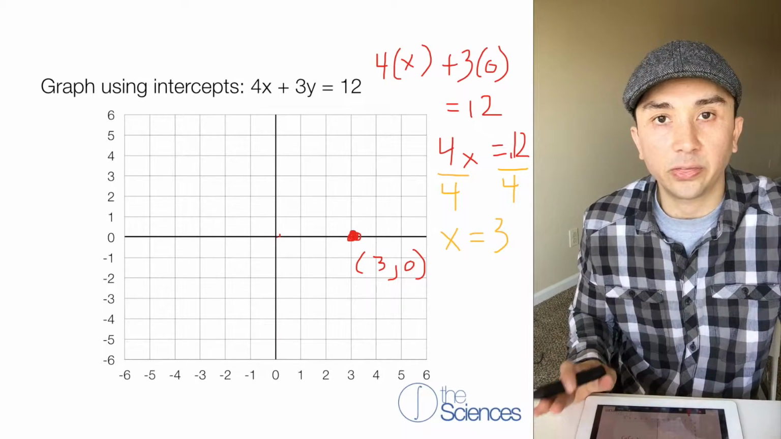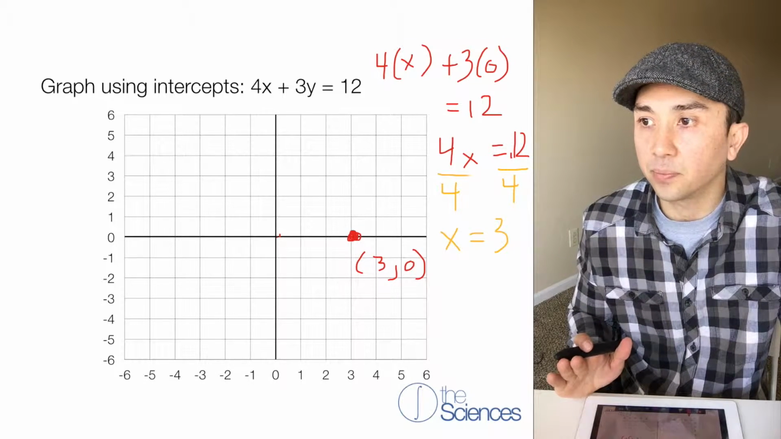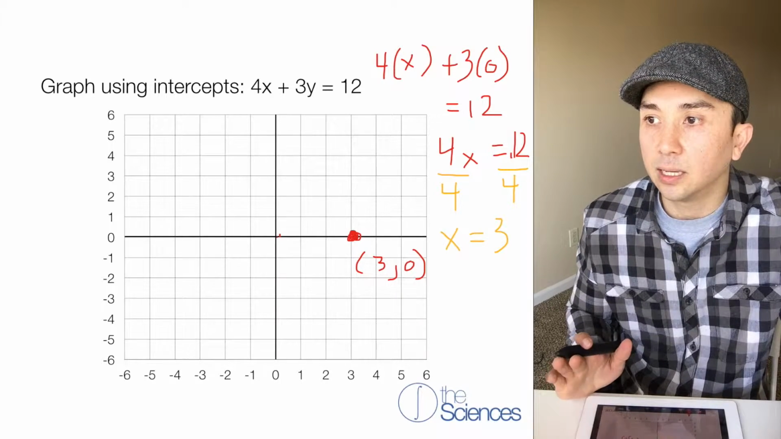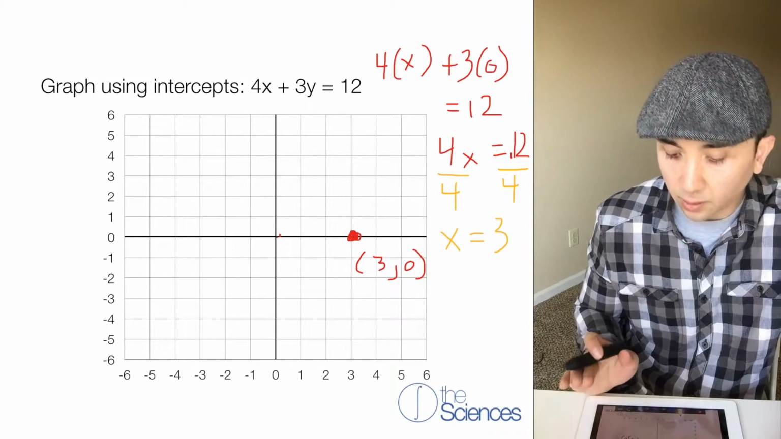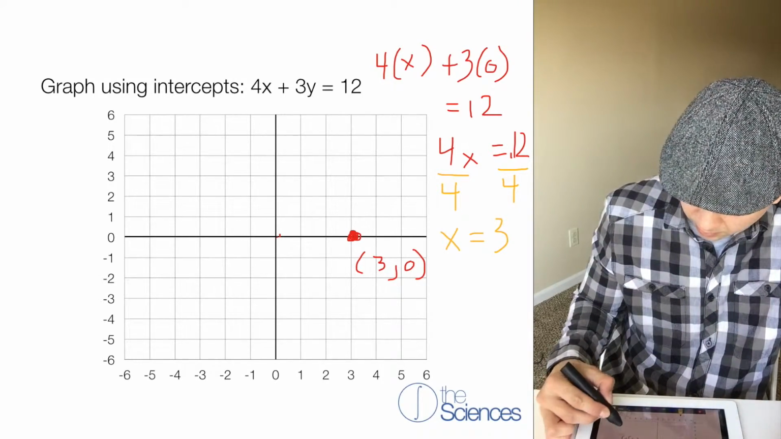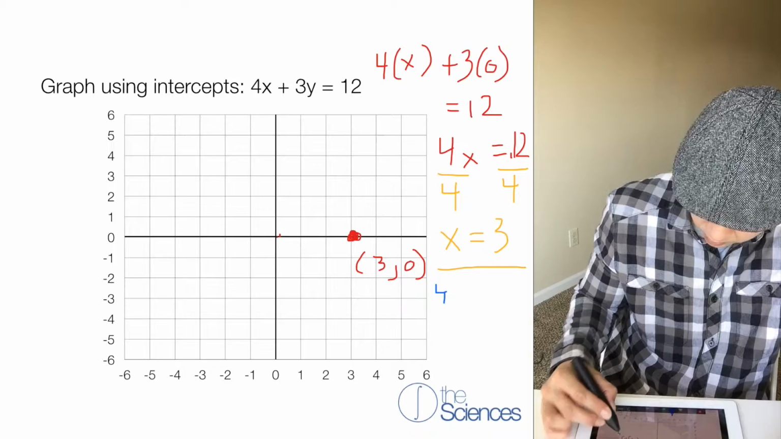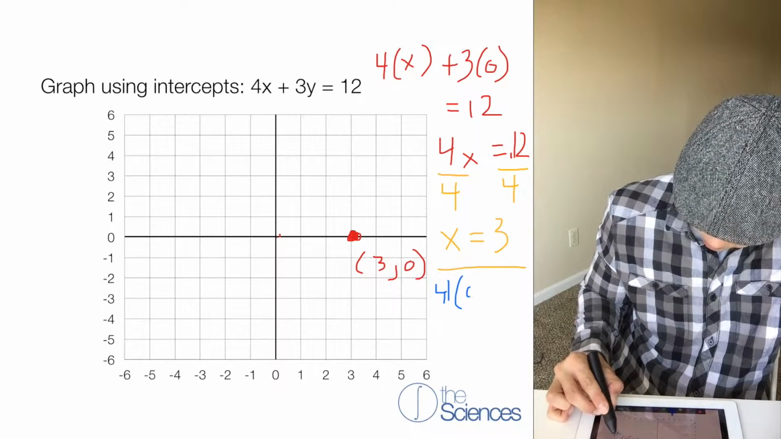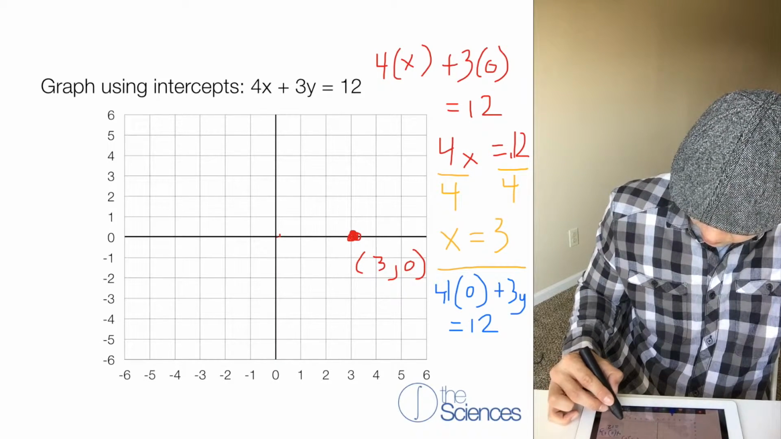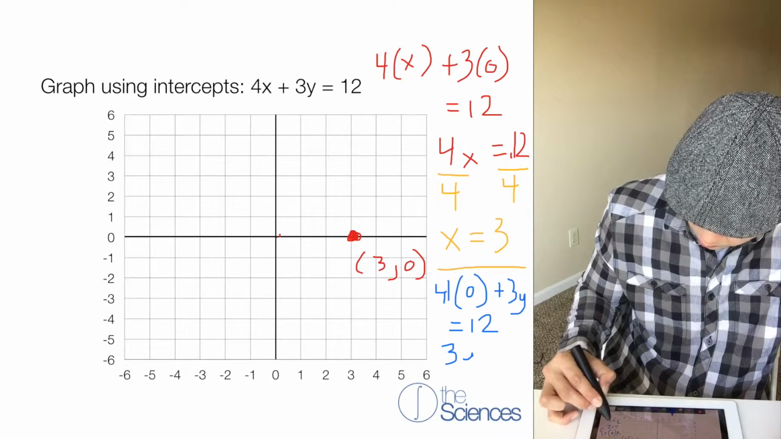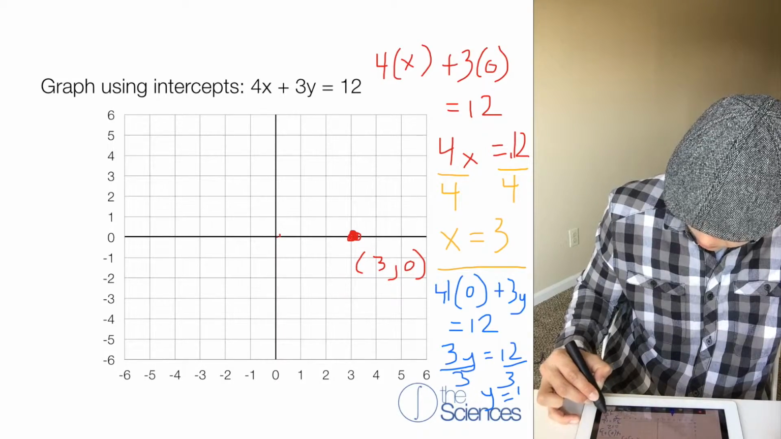Now let's find the y-intercept. We know when a graph crosses the y-axis, x equals 0. So now we're going to substitute 0 for x. We have 4 times 0 plus 3y equals 12. Now we have 3y equals 12, and if we divide by 3 on both sides, y equals 4.